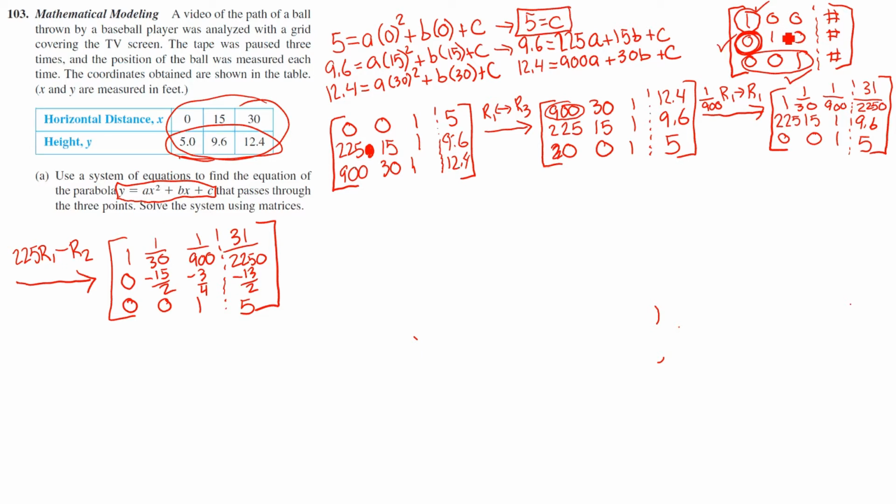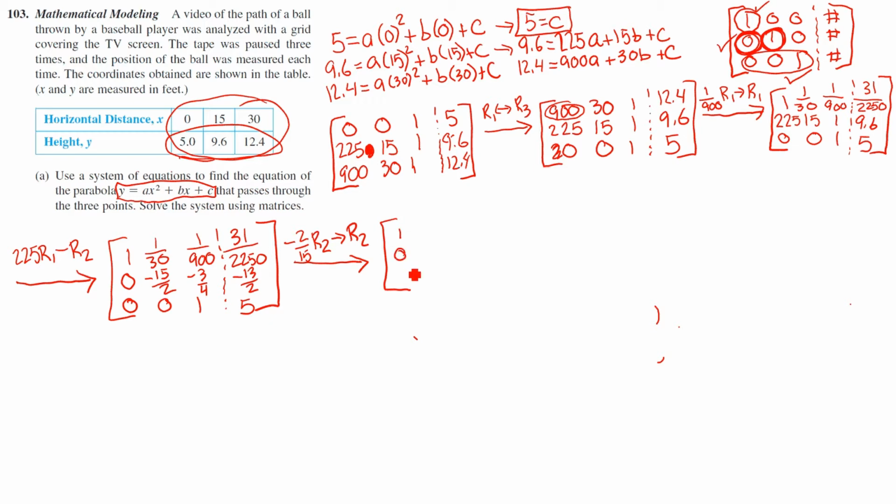So our next step is going to be to look at this 1. I want to get that 1 in the middle. I'm going to make this negative 15 over 2 into a 1. In order to do that, you're going to multiply by the reciprocal. So negative 2 over 15, row 2, it's going to go back to row 2.